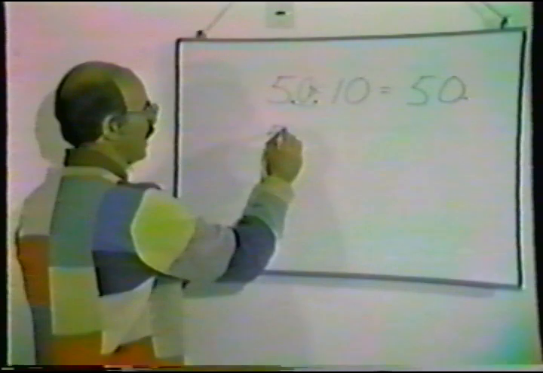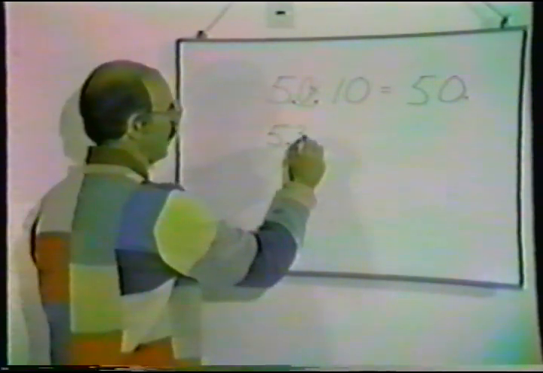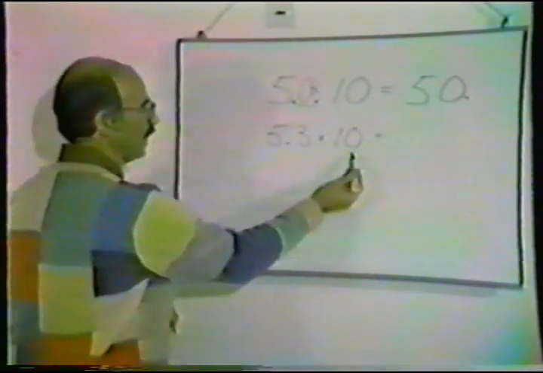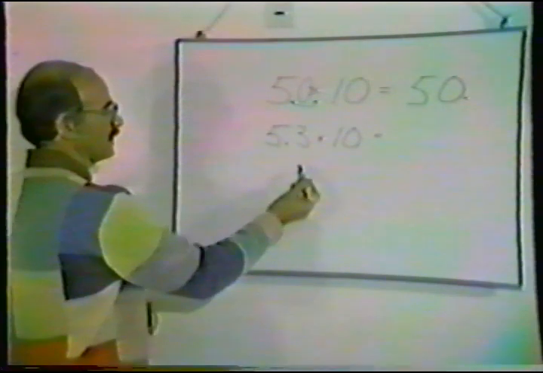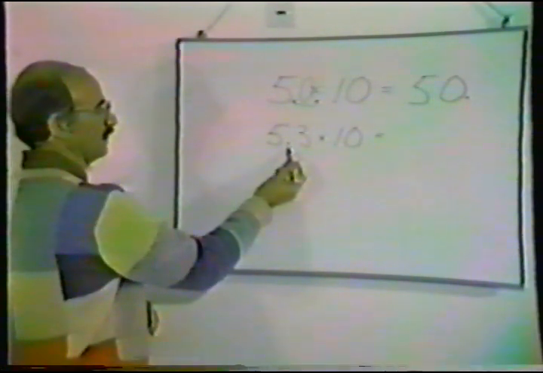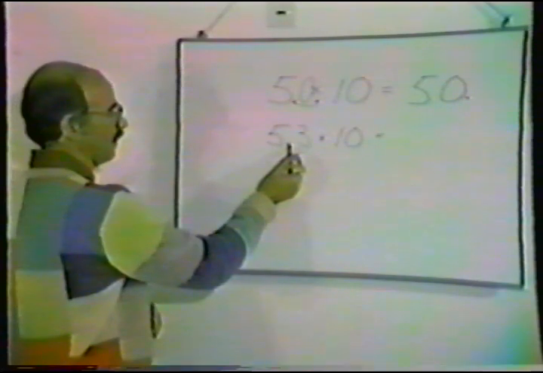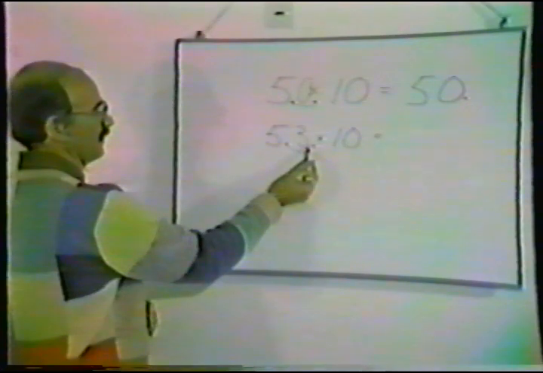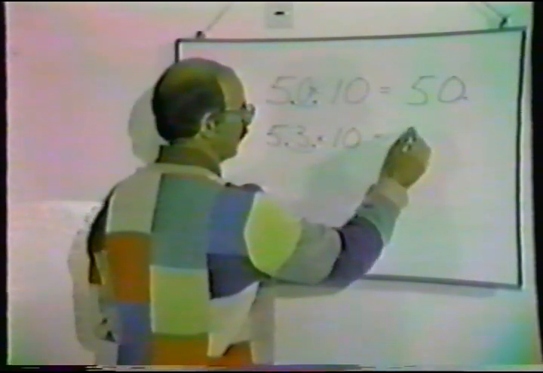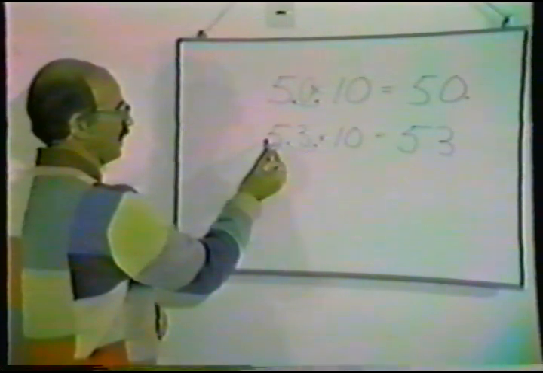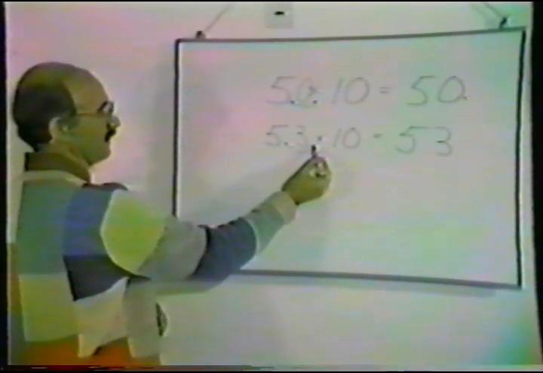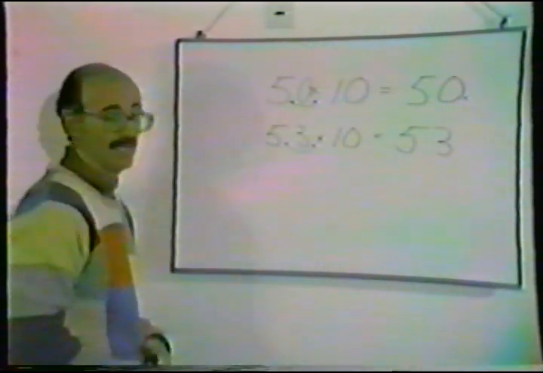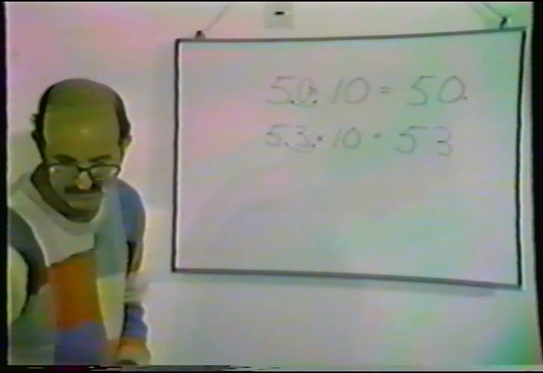How about 5.3 times 10? I'm multiplying by 10. I move this decimal point to the right. How many places? One place. What will my answer be? 53. I moved it so that it was all the way at the end after the 3, and I don't really need it there anymore because it's at the end of the number.